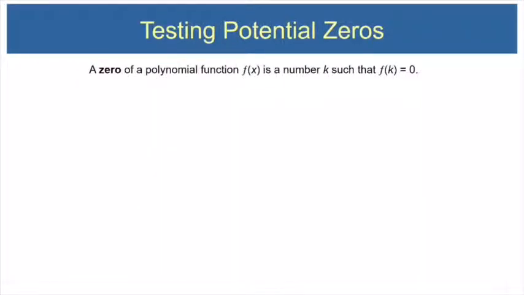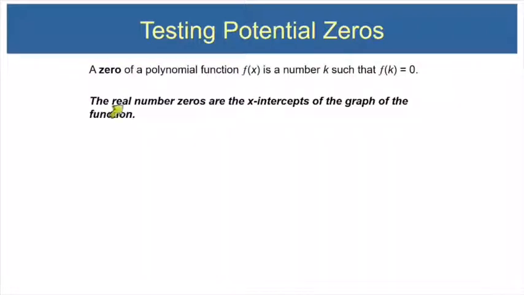Okay, now let's move on from the remainder theorem and let's talk about testing potential zeros. So what do I mean by zero? Well, a zero of a function is just a number k such that f of k equals 0. So in other words, the zero of a function is a number that when you plug it into the function, you get 0. If you're looking at a graph, the real number zeros of a function are basically the x-intercepts on the graph, but there could be other zeros that are not real that wouldn't show up on the graph. But the real number zeros are just the x-intercepts.